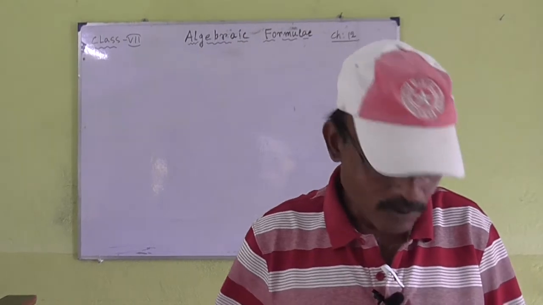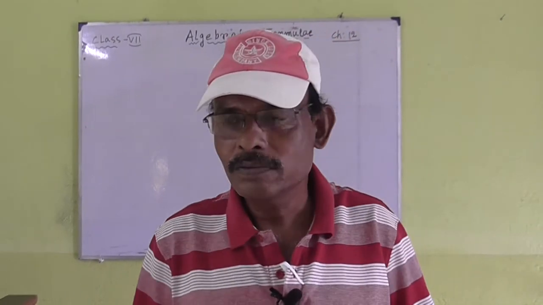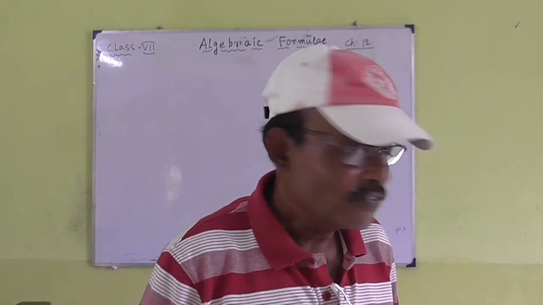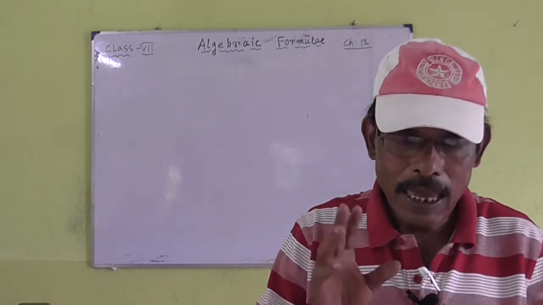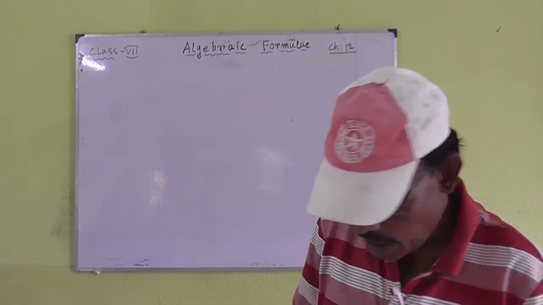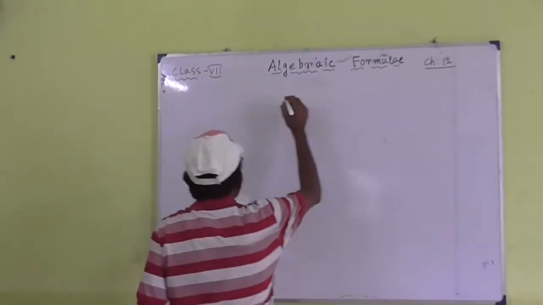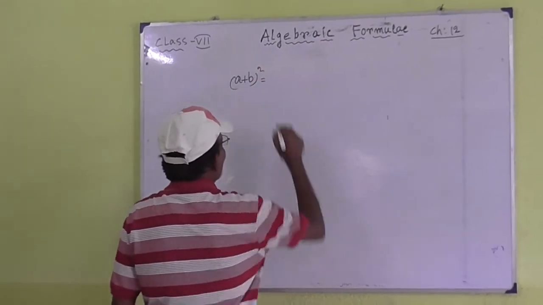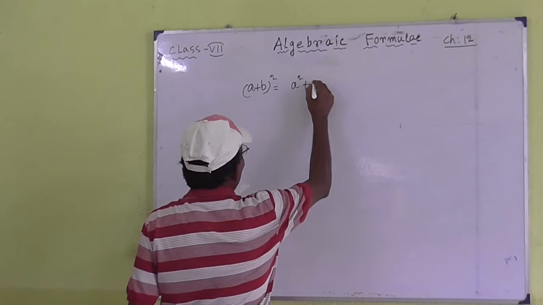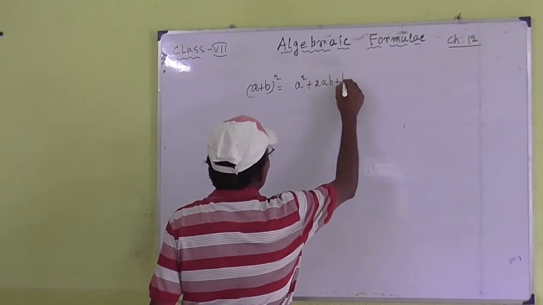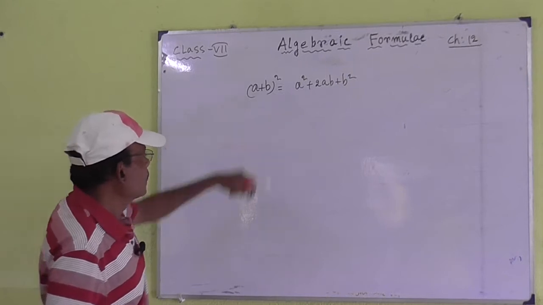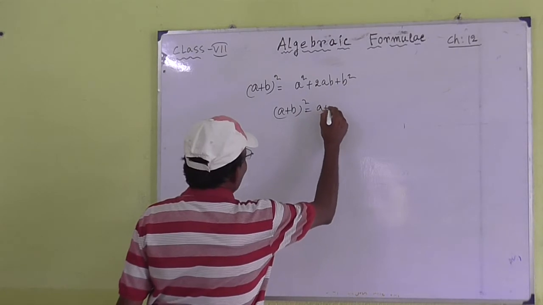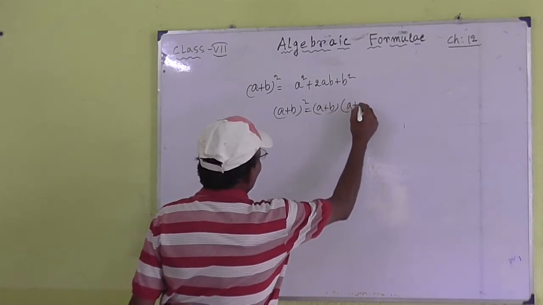Class 7. Now, I will teach you about algebraic formulas. Here, the first one: a plus b whole square equals a square plus 2ab plus b square. Clear? Here a plus b whole square means a plus b into a plus b. Okay?